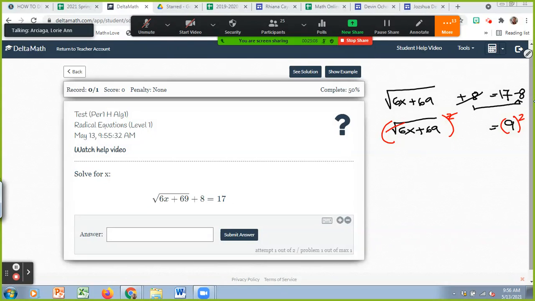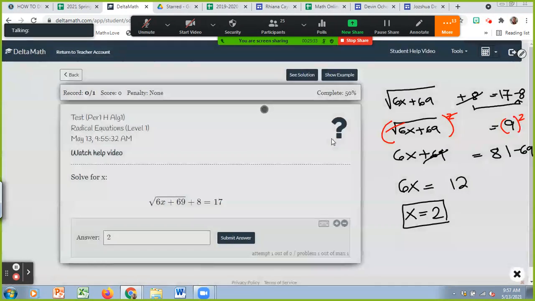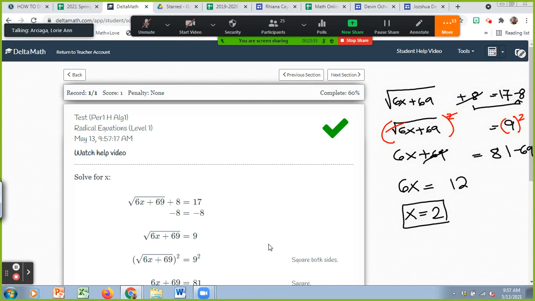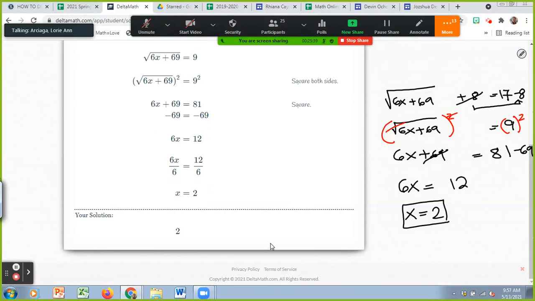So 6x plus 69 is equal to 81, right? And then you subtract 69 from both sides. So that's 12. All right, so let's try 2. Good job, Brian. You're right. X is equal to 2.